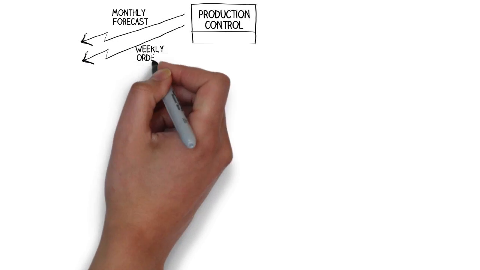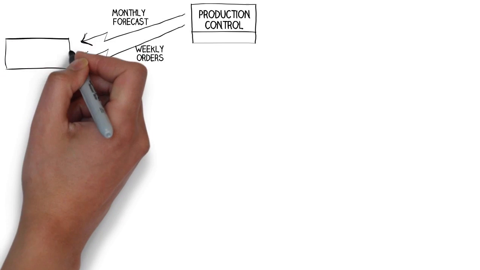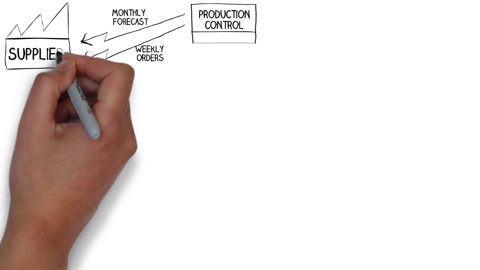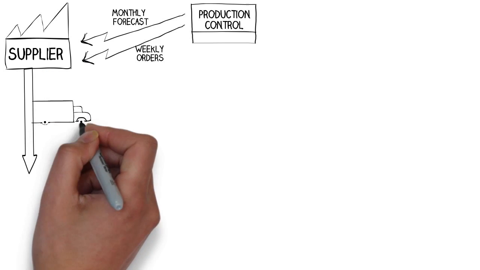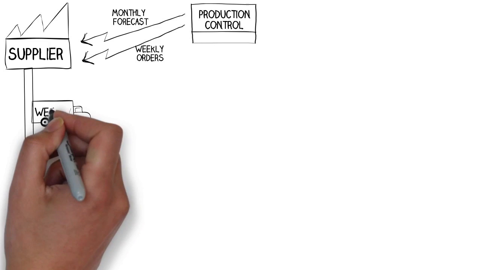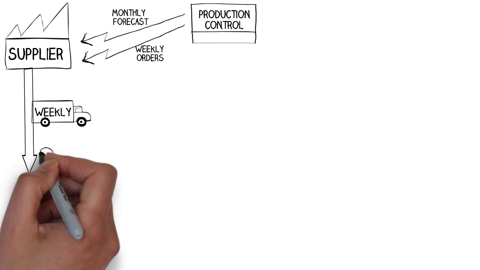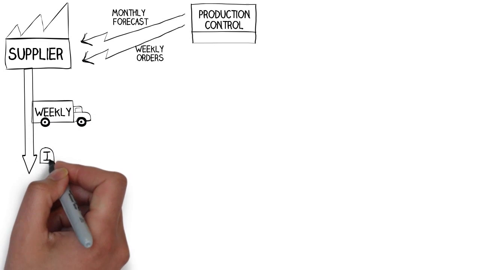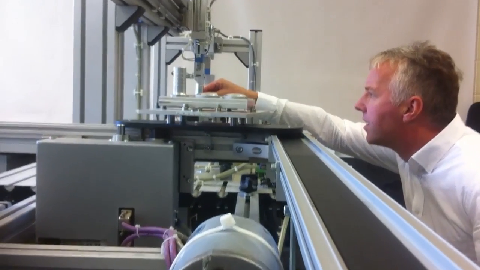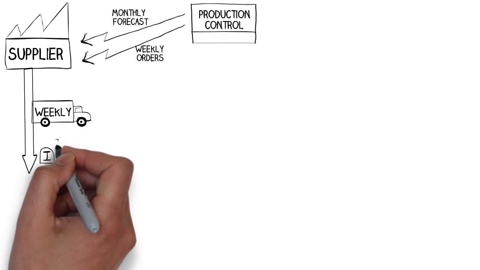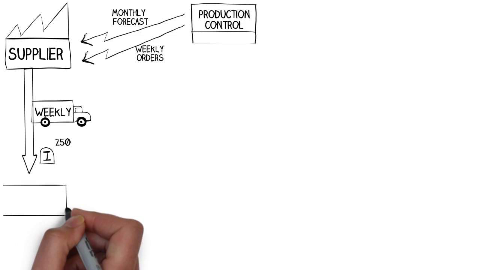So you can see here we have production control, and they give a monthly forecast to the supplier and also weekly orders. Now we're trying to make this as visual as possible. So we can see here that the supplier ships in the material by truck, and they ship in batches of 250 at a time. The other key thing in a value stream map is that you are the part. You go through the process as if you were the part, and you map each station that the part stops at.